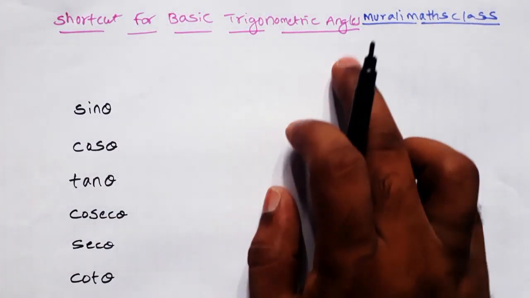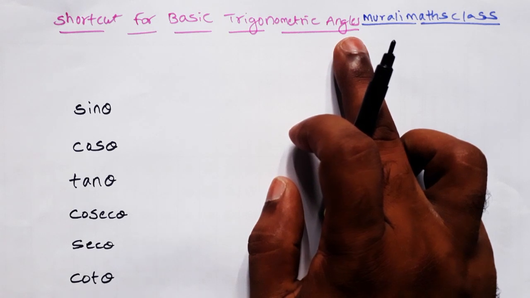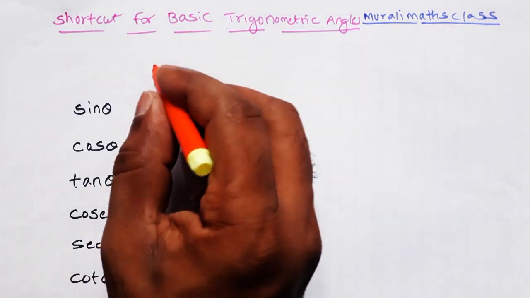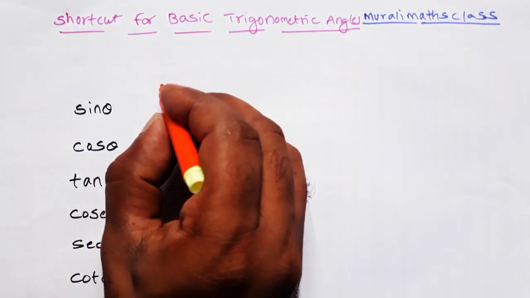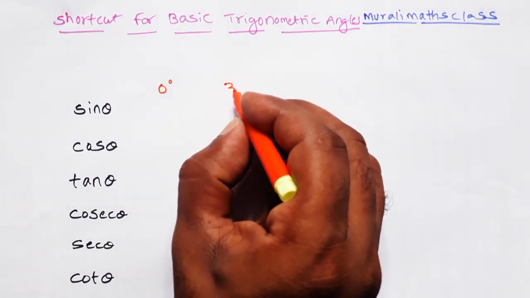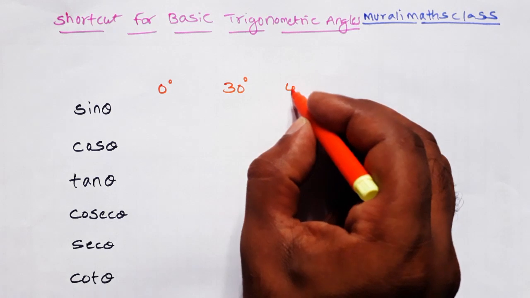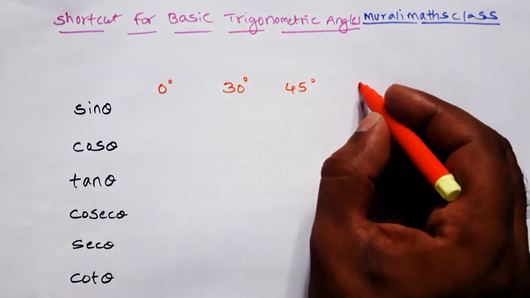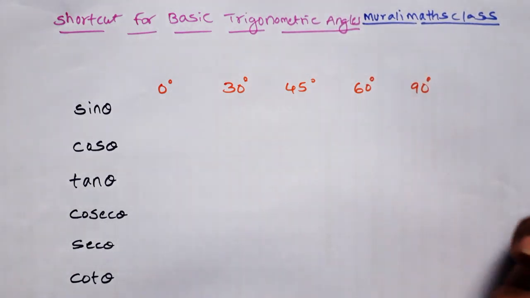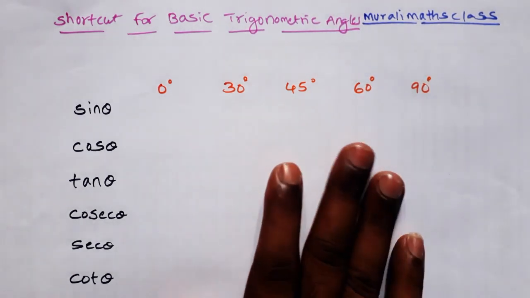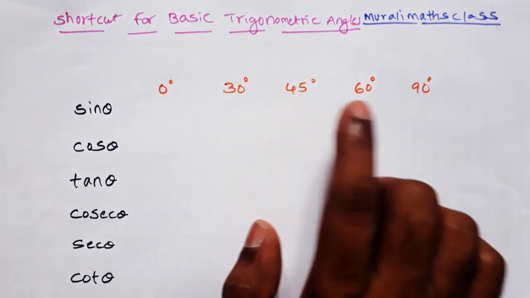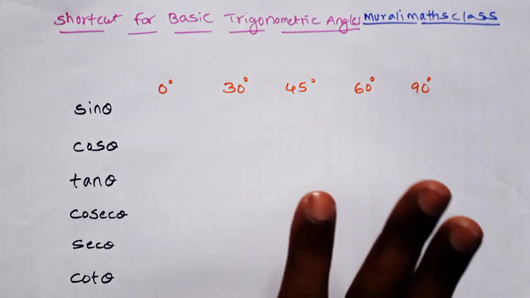And angles. So we have some basic angles. The angles are 0 degrees, 30 degrees, 45 degrees, 60 degrees, 90 degrees. Up to 10th class we will learn only these basic angles: 0 degrees, 30 degrees, 45 degrees, 60 degrees, 90 degrees. This is sufficient for 10th class. Okay.